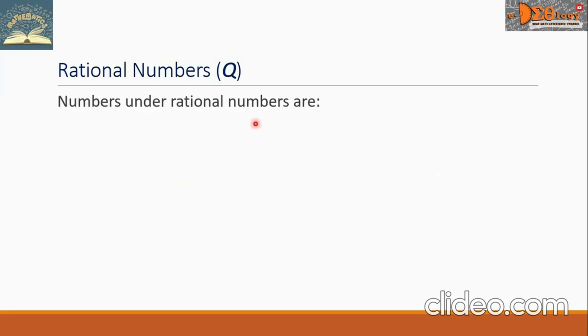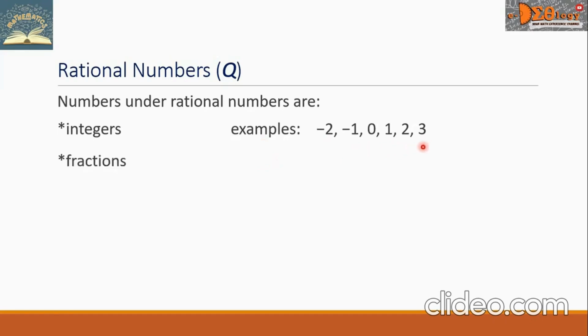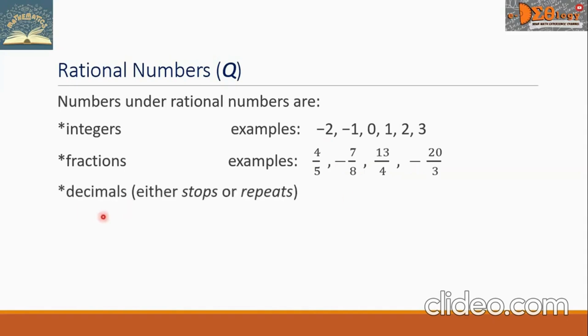Numbers under rational numbers are integers. We have some examples: negative 2, negative 1, 0, 1, 2, 3. Fractions. Examples: 4 over 5, negative 7 over 8, 13 over 4, negative 20 over 3. The decimals, but these decimals must be either stops or repeats.